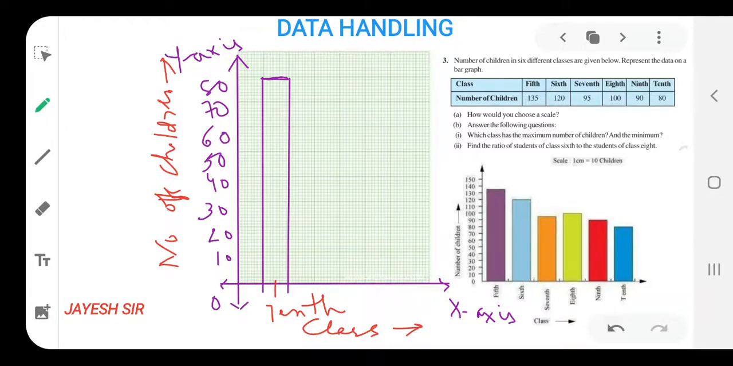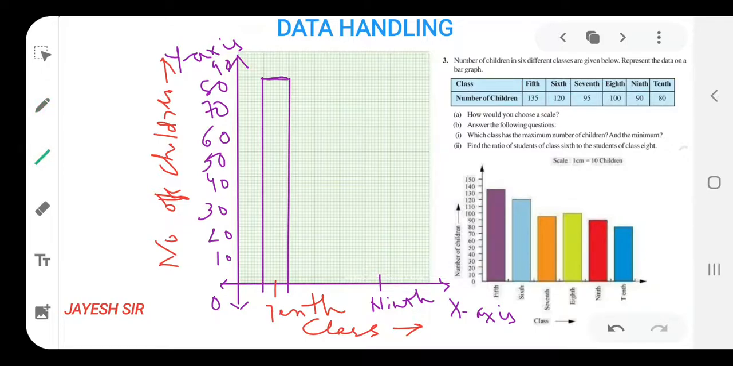Let us mark 90 over here. So let us assume that the topmost is for the 90. You have to leave one space for each box, but I am having a lack of space, that's why I am leaving more so that we can get more ideas. So I am drawing for 90 over here, that is 9th standard, NINTH, 9th one.